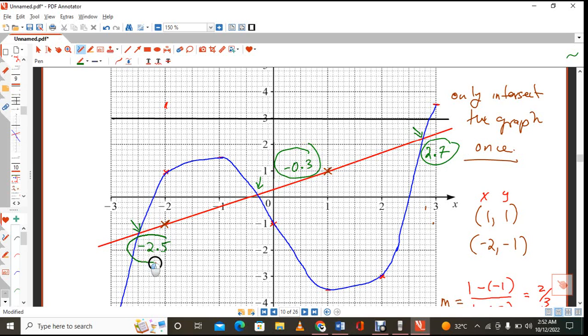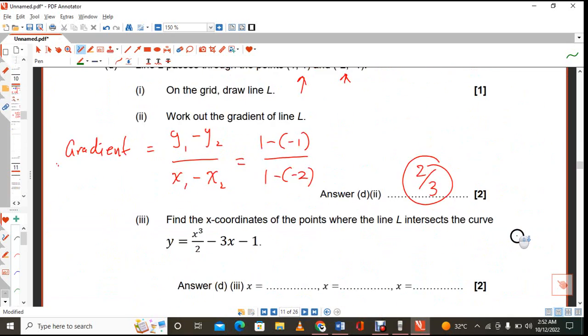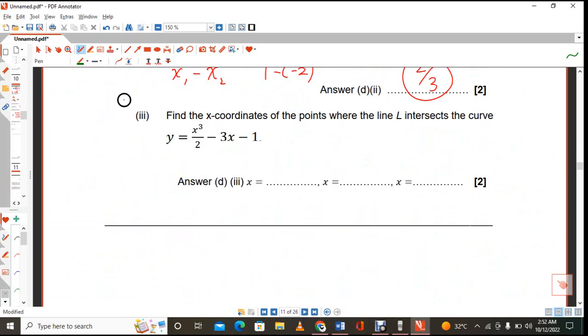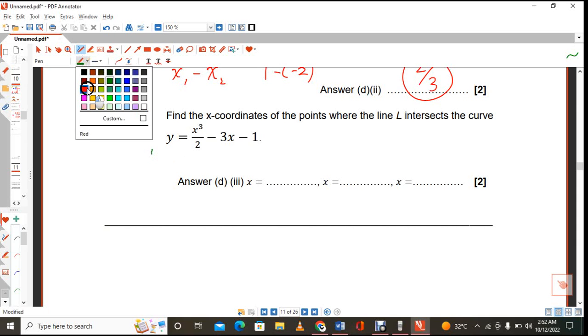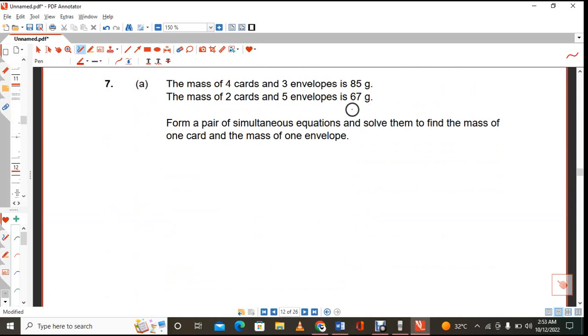We do accept anything within that range, to one decimal place or so. You might have negative 0.4, maybe 2.8, but anything in that range is definitely acceptable. So let me go ahead and answer that and put those solutions here. One of my answers was negative 2.5, the other one was negative 0.3, and the other one was 2.8. I think this one is straightforward. Okay, that's graph work.